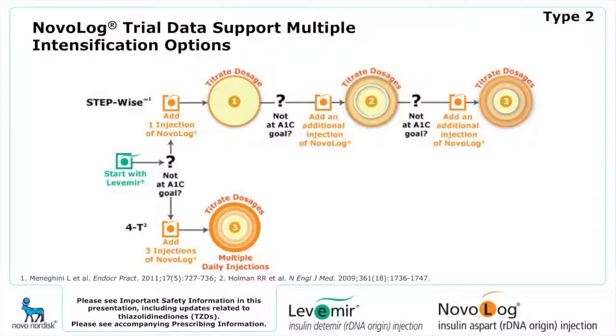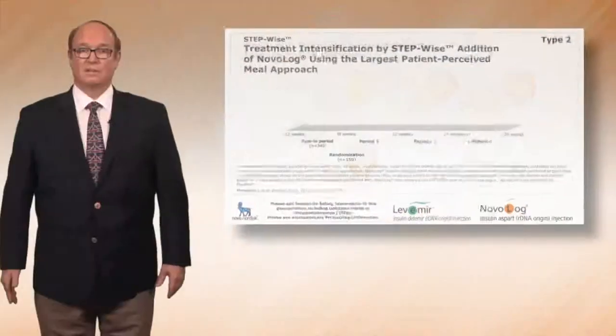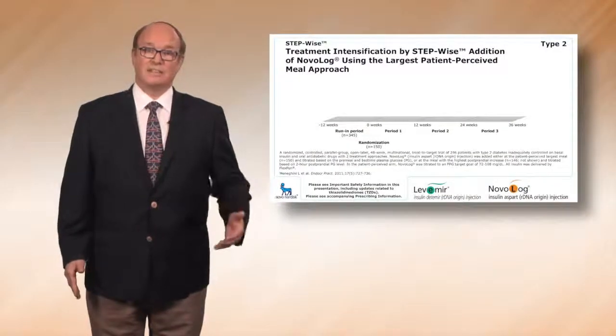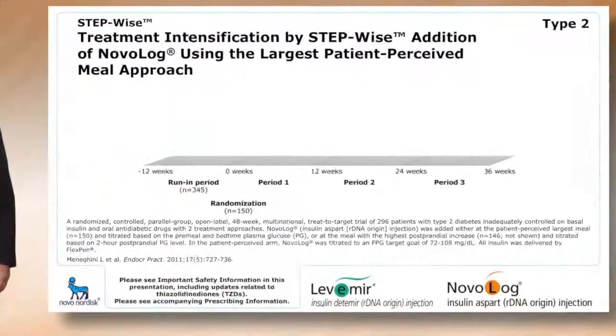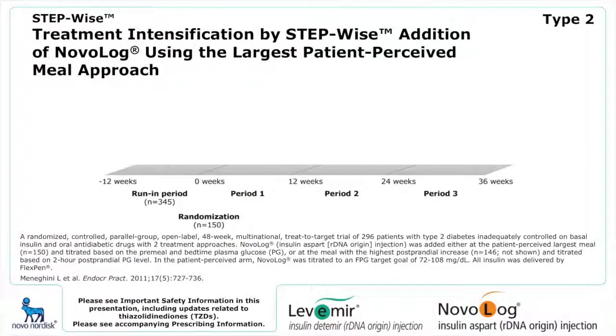Insulin intensification with a rapid-acting insulin analog can be implemented by adding multiple daily injections at once, as demonstrated in the 4T trial, or by adding one injection at a time in a stepwise manner, as demonstrated in the stepwise trial. The area I want to focus on today is the approach taken in the stepwise trial. Now let's review in detail exactly how one study implemented treatment intensification by stepwise addition of Novolog.